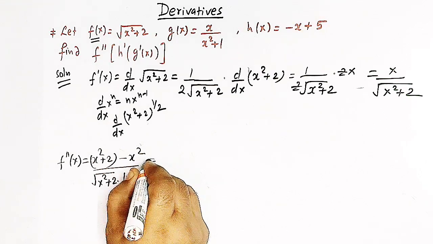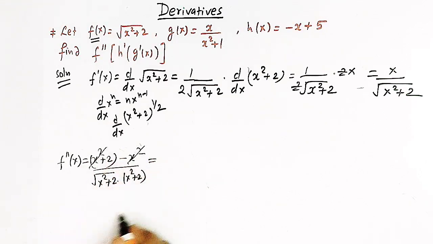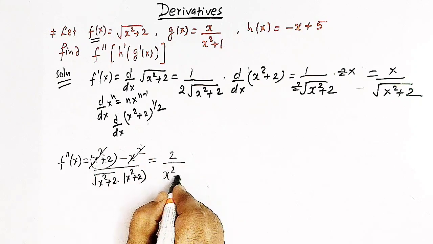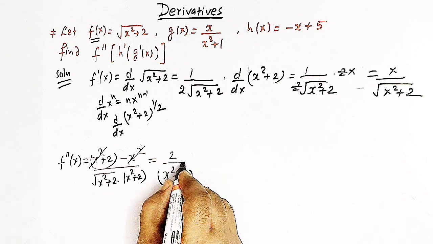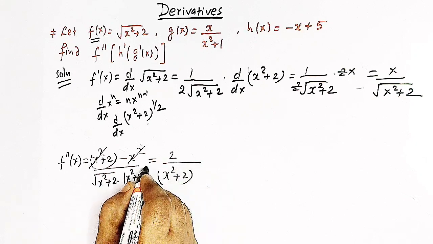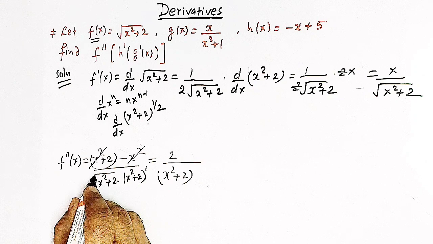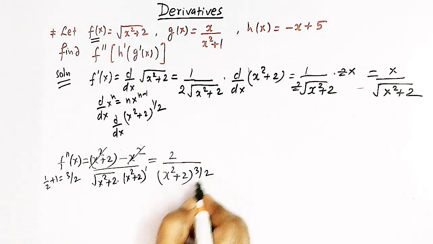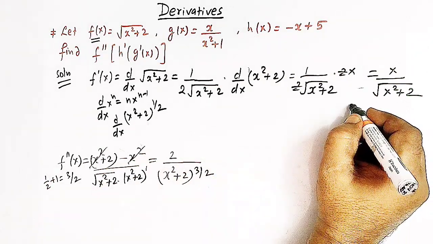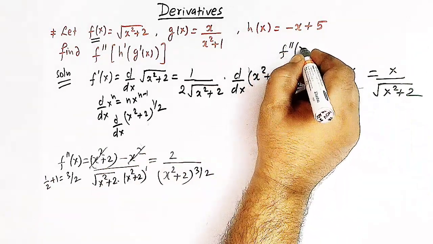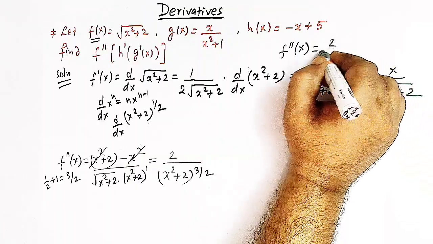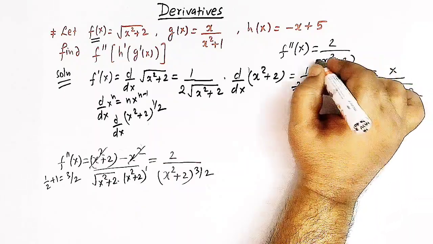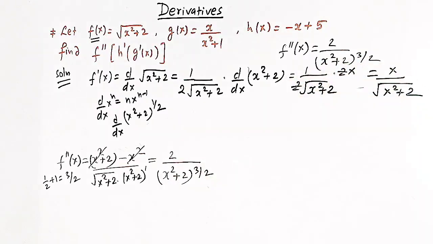Now this x square and this x square get cancelled. So we are left with 2 over x square plus 2 raised to half plus 1, because here the power is 1 and here the power is half. So half plus 1 is 3 by 2. So we have obtained the value of f double prime of x as 2 over x square plus 2 raised to 3 by 2.